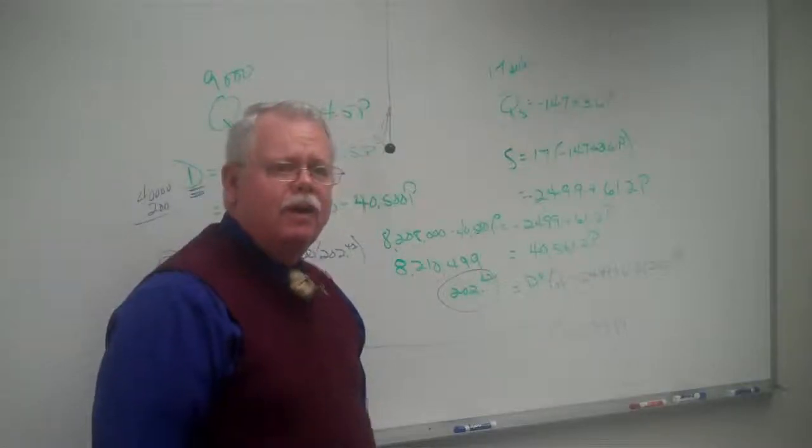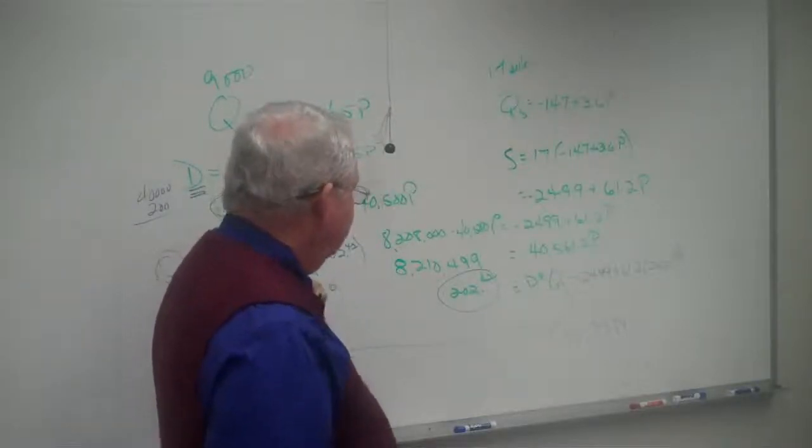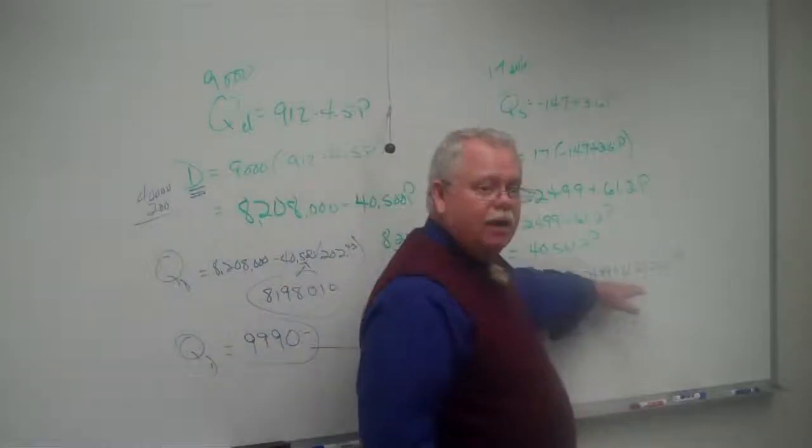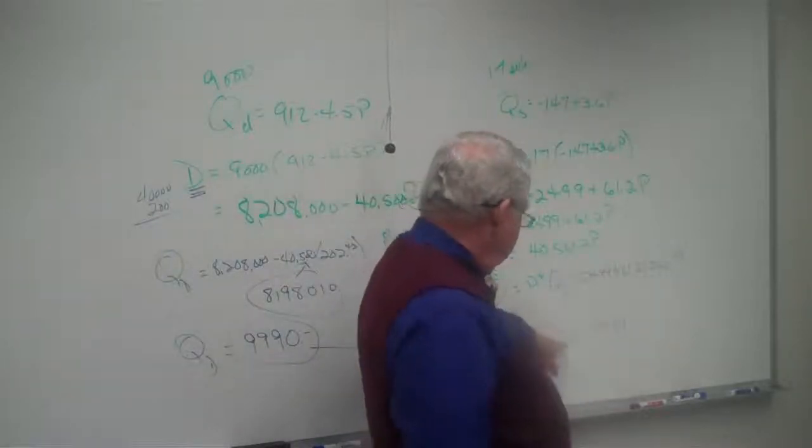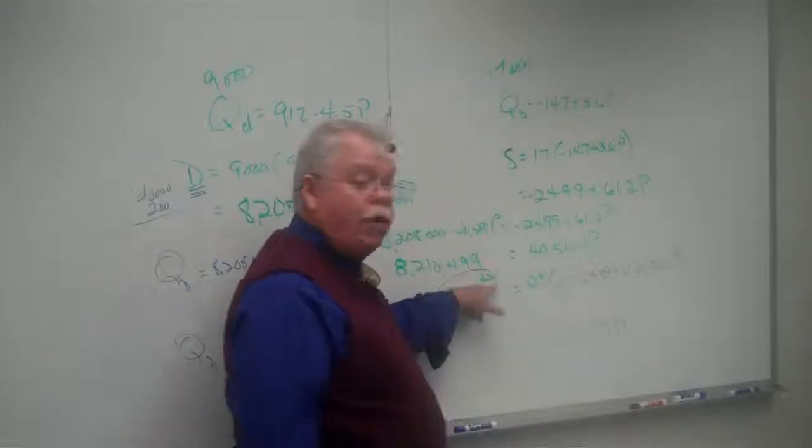Yes, ma'am? What's that next to 202 something? What's that next to the what? We go back to the circle, 202. Up there. Up here, 202.42. Oh.